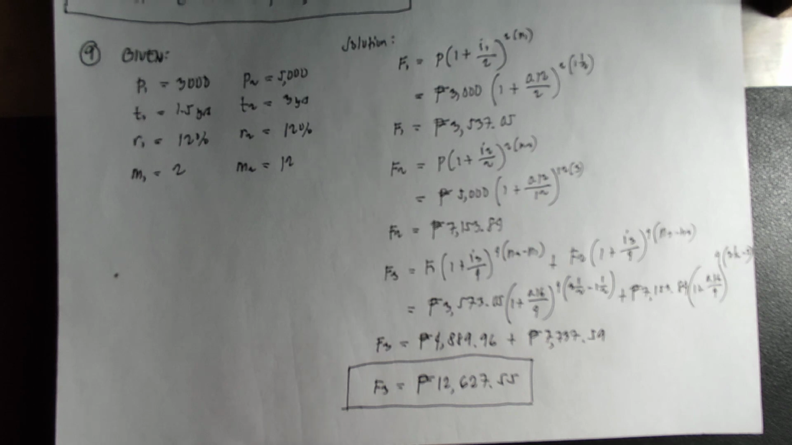Calculate that and we will get f of 3 is equals to 4,889.96 pesos plus 7,737.59 pesos. So if we add that together, we will get f sub 3 is equals to 12,627.55 pesos.